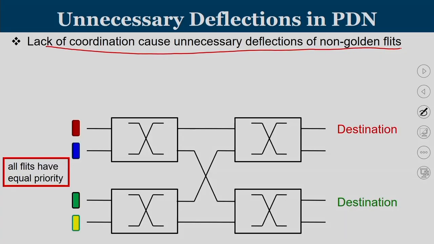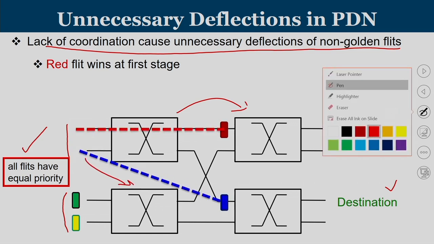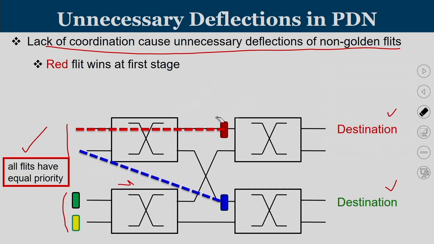So, consider this case. Let us say you have 4 flits, out of which this green color is the destination for two of them, and these two flits are looking for the top destination. Now, let us say the red flit is going to win at the arbiters, because they are all non-golden flits, that means they are of equal priority. Assume that the red flit wins at stage 1. So, the red flit will proceed into this arbiter, and automatically the blue has to come down. The red flit will go straight and the blue flit has to come down. That is what is happening with respect to the first one.